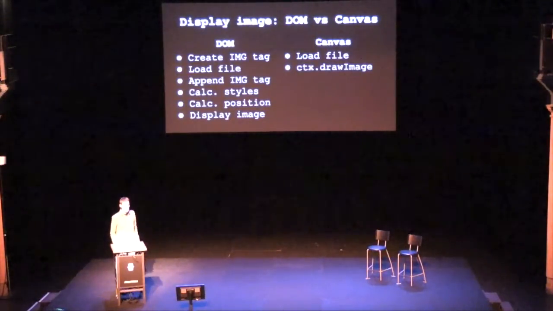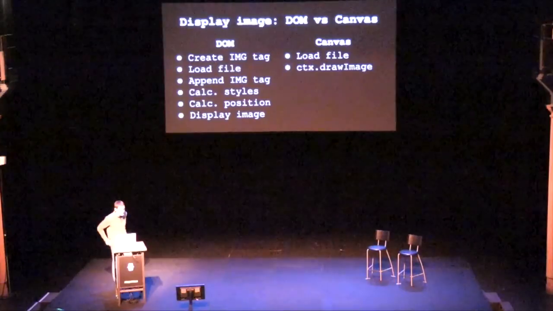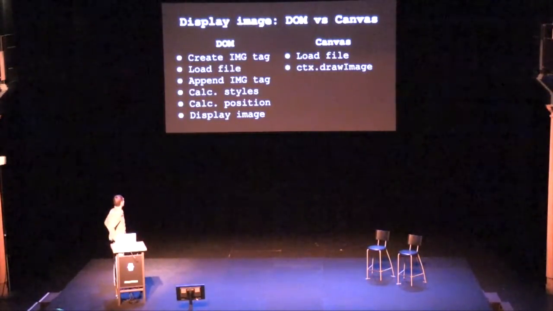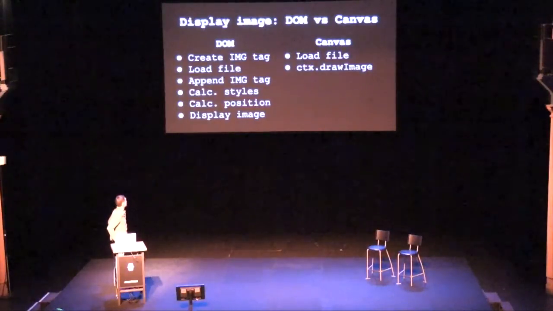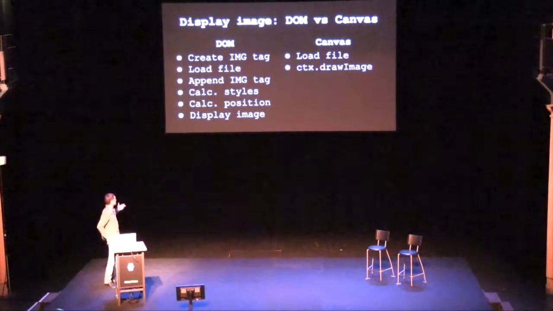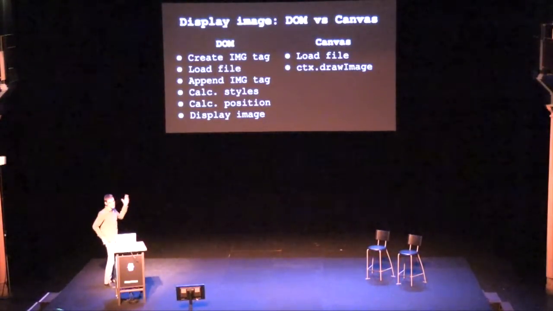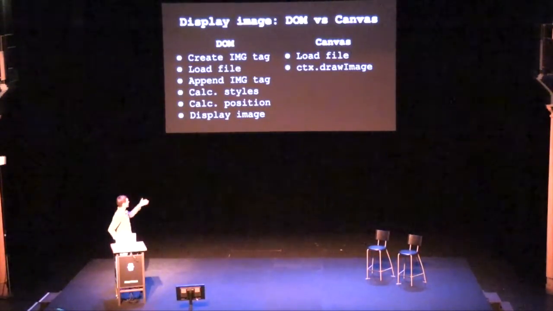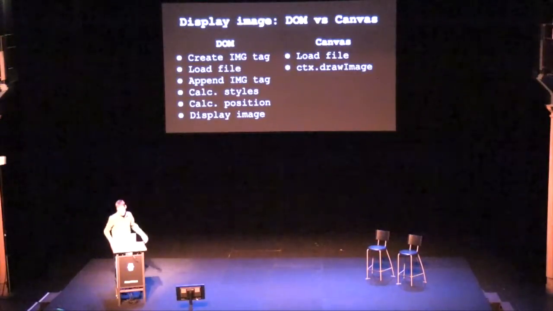So let's see what is the difference between displaying an image with DOM and with Canvas. The difference is huge. Basically, to operate a DOM image, you need to create an image tag, load the file, append the image tag, calculate styles, calculate position, and only then you display the image. With Canvas, it's much easier. You just load the file and draw the image. Very, very straightforward.